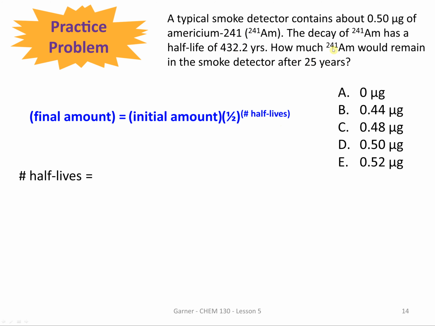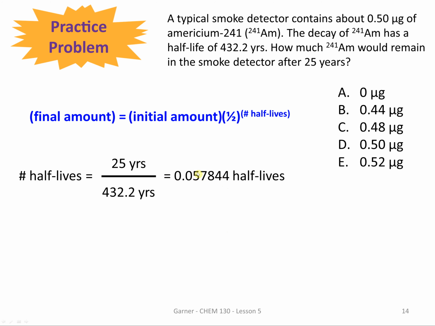We can do that by dividing the time that's passed, the 25 years, by the time per half-life. So then our units of years are going to cancel out, and we'll know how many half-lives have passed. And this should intuitively make sense. If a half-life is 432 years, and only 25 years have passed, that's a very small percentage of a half-life, so it should be a number smaller than 1 that we get out. And that's what we get. So 0.057844 half-lives have passed.